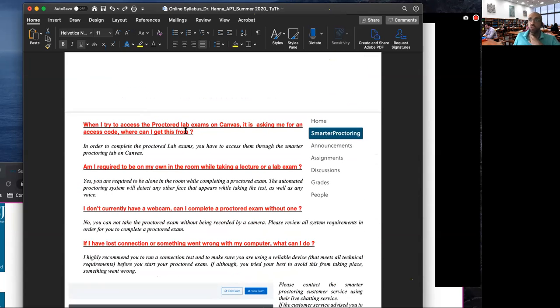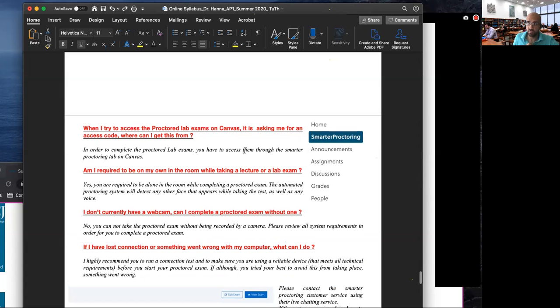When I try to access the lab exams, it's asking me for an access code. Where can I get the access code from? You don't have to get the access code. What you need to do is go to Smarter Proctoring to access the proctored lab exams. You won't get an access code to access the proctored exam. You need to access them through Smarter Proctoring from Canvas.